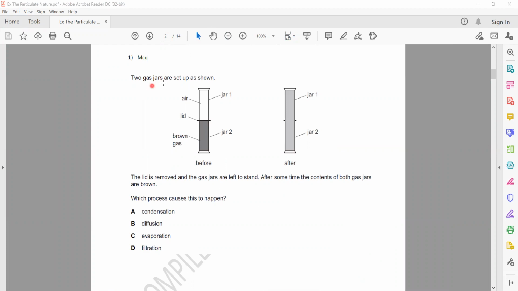The question is: two gas jars are set up as shown. So you can see that setup, air is there and a brown gas. The lid is removed and the gas jars are left to stand. After some time, the contents of both gas jars are brown. Which process caused this to happen? So what is the right answer? You can use the chat to state the answer. For each question, you will have about 1 minute.